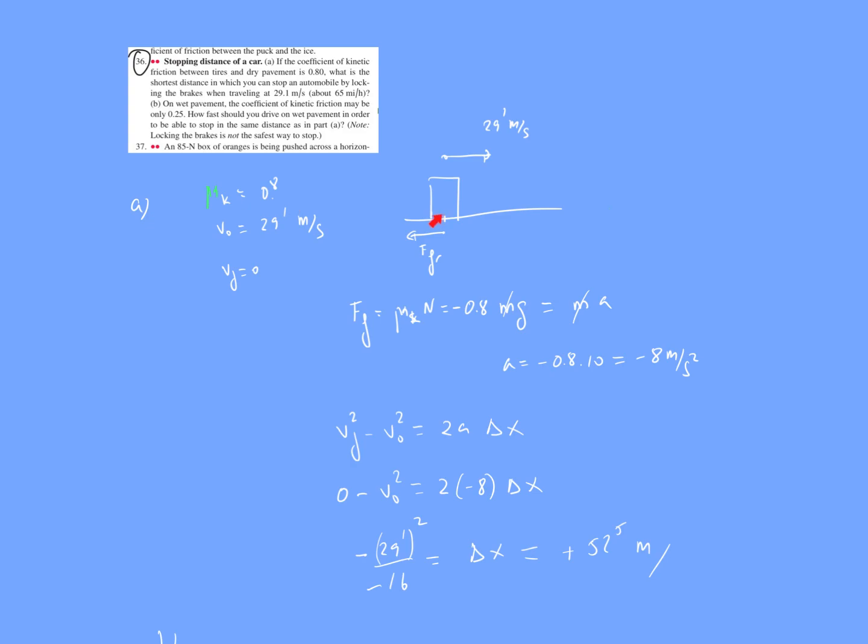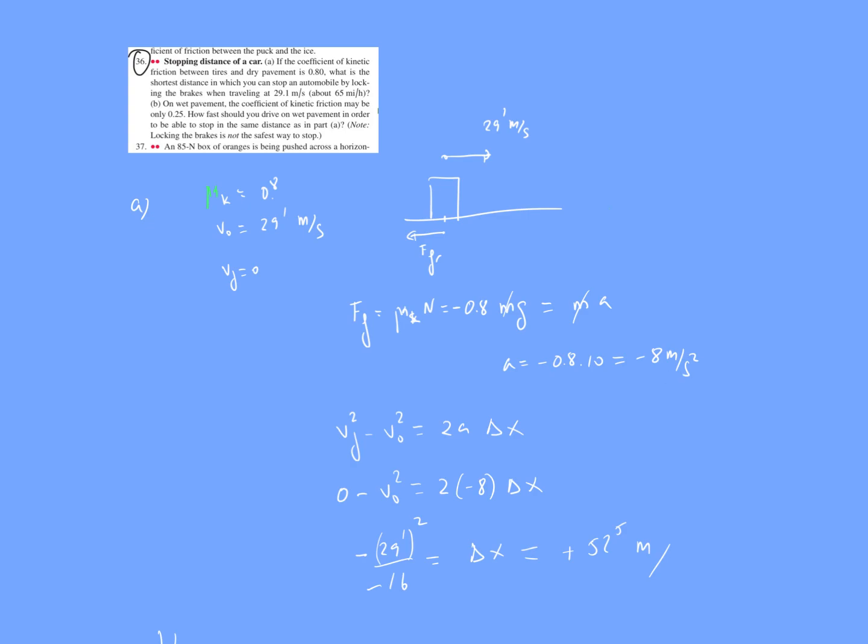What will be the distance that he can travel until Vf is 0, until the moment that Vf is 0? The friction force is mu sub k times the normal. In this case, the normal is mg. So the friction force is the force minus 0.8 mg. So the acceleration is minus 8 meters per second squared. So the car is reducing its velocity by 8 meters per second every second.